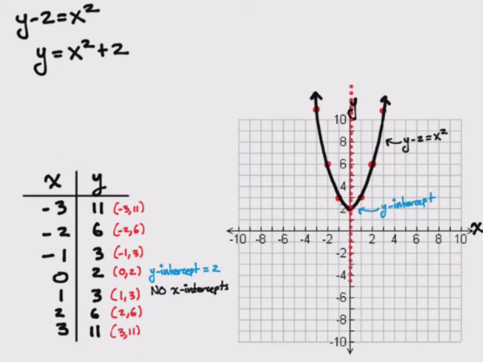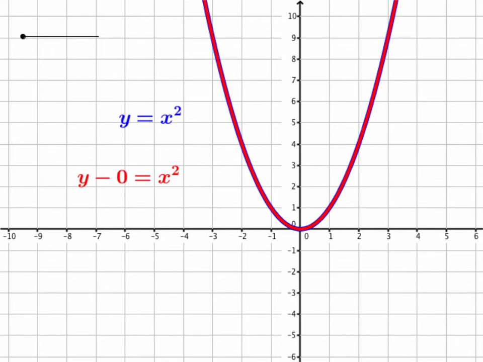And it appears to once again have the exact same shape as y equals x squared, but this graph appears to be exactly 2 units higher, and again, let's use that graphing calculator software to show that that's exactly what's happened. Once again, we've got a blue graph and a red graph.